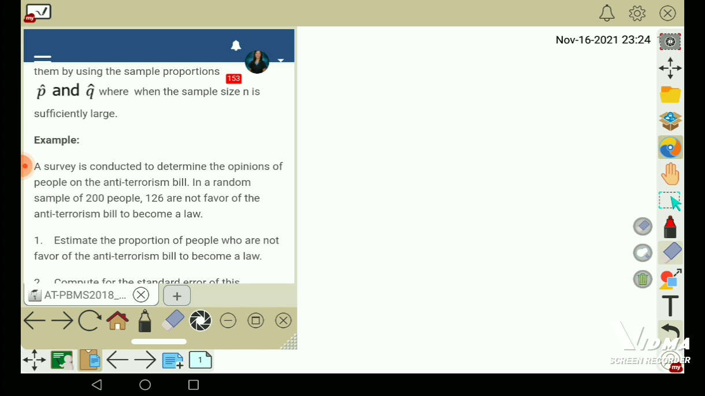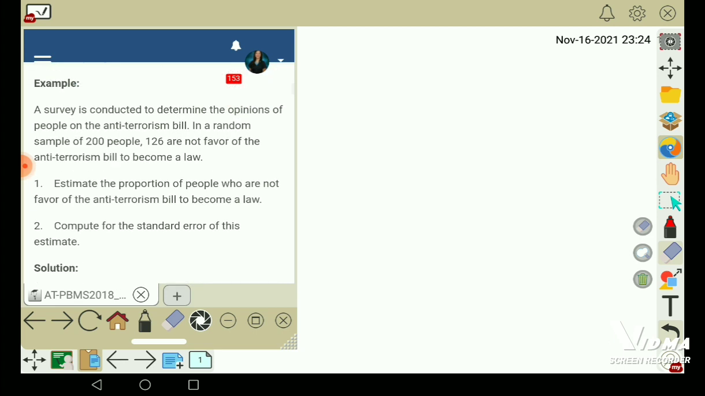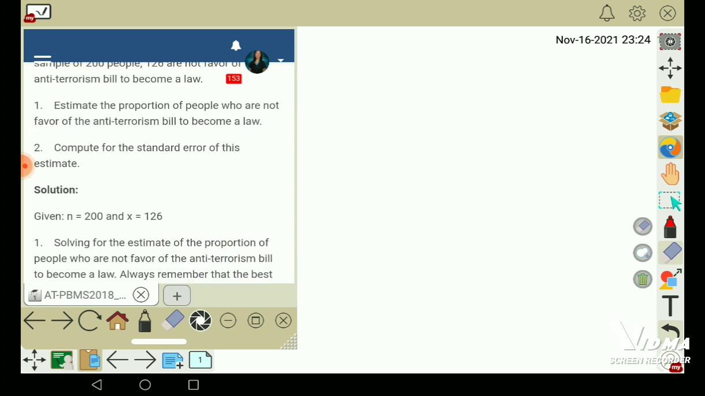In a random sample of 200, 126 are not in favor of the anti-terrorism bill to become a law. Take note that p hat is the sample proportion that is already determined. Estimate the population proportion who are not in favor of the anti-terrorism bill to become a law. And second, compute the standard error of this estimate. Okay, so solution, first we need to determine your given.